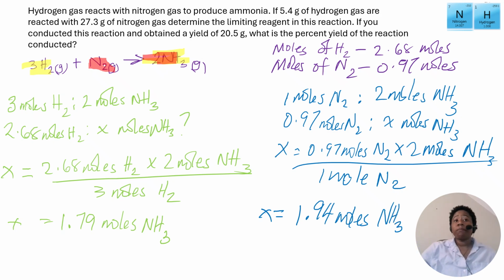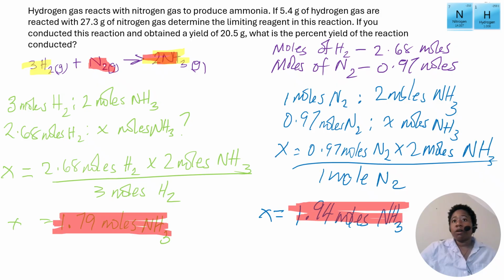So let's now compare our quantities of ammonia produced. We're told from our stoichiometric data that we can form 1.79 moles of ammonia with hydrogen, or we could form 1.94 moles of ammonia with nitrogen. So the fact that hydrogen forms less ammonia, it means that hydrogen is in fact the limiting reagent. So we've done one thing so far. We have determined the limiting reagent, and that limiting reagent is the hydrogen.